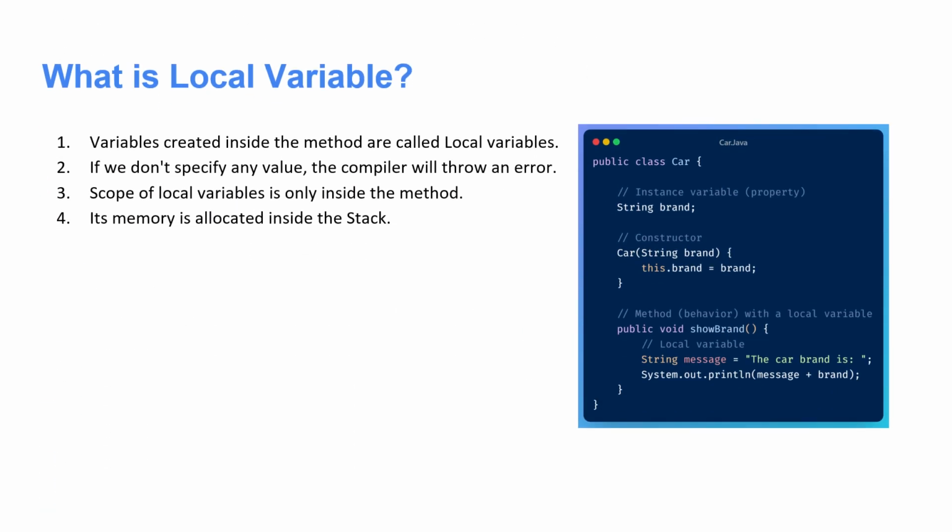What are local variables? Local variables are the ones declared inside a method. Unlike instance variables, if you don't initialize them, the compiler will throw an error. Their scope is limited to the method where they are defined; they can't be accessed outside of it. And their memory? It's allocated in the stack.